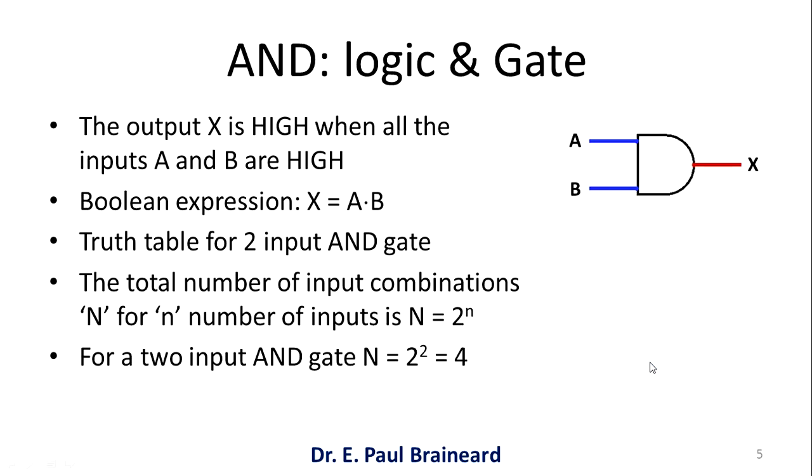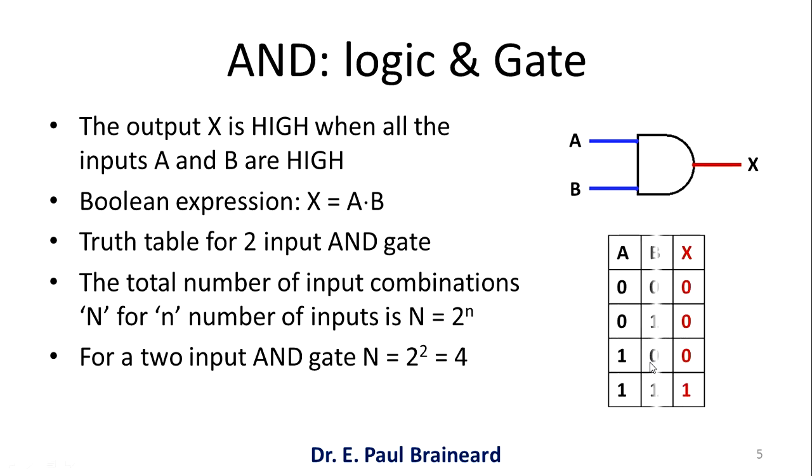Now let us look at the logical expression of the AND gate. The output X is high when all the inputs A and B are high. The Boolean expression is X equals A dot B. Now let us write the output for various combinations of input in the form of a table. Such a table is called a truth table for logic gates.